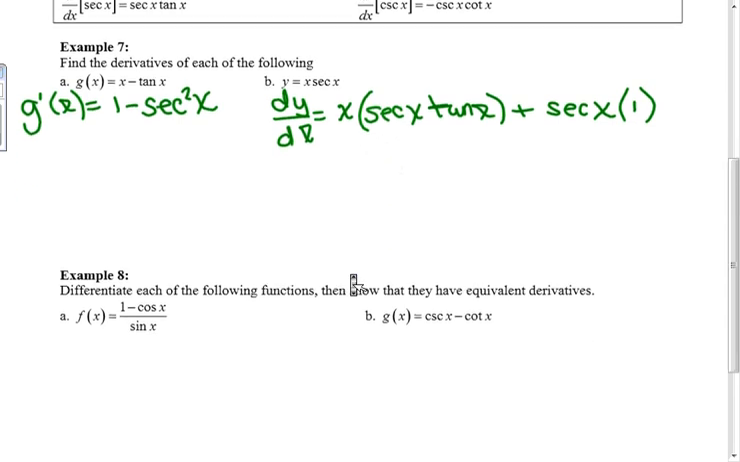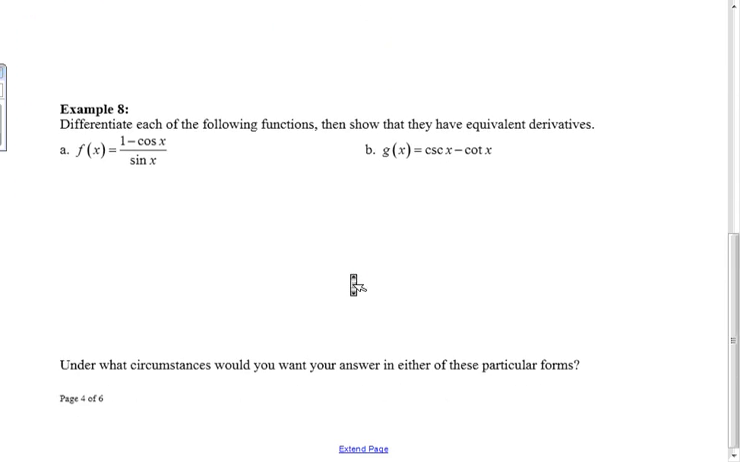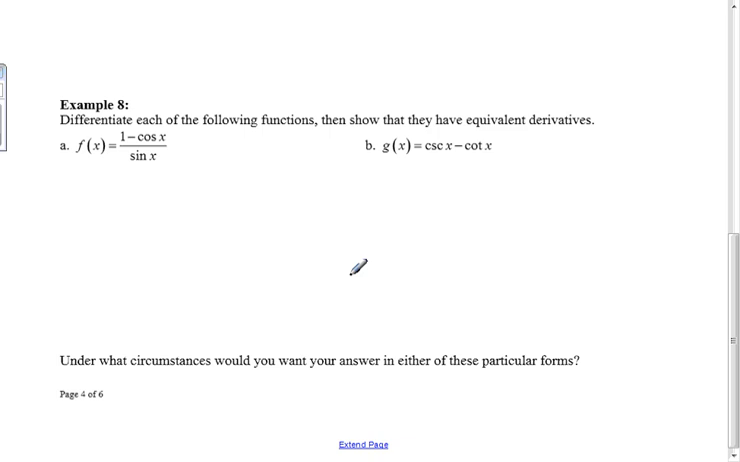We have 2 more examples. The first one is going to be longer than the second one. The second one is a magic shortcut. Alright, so we could break it up, right? 1 over sine minus cosine over sine, but that would turn into this. So let's just practice using the quotient rule so you can get really good at it.